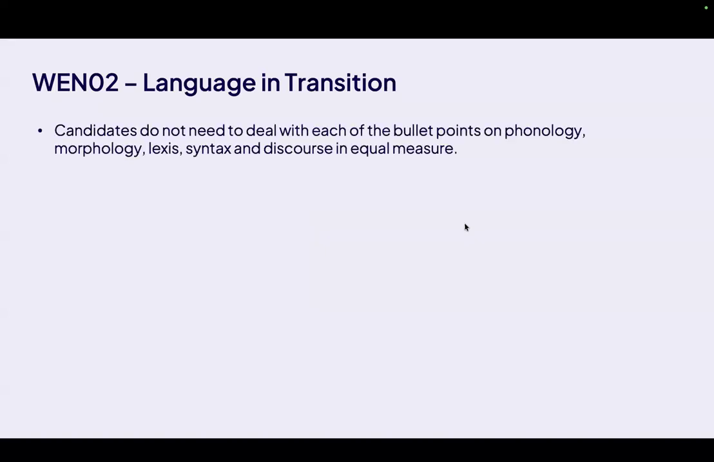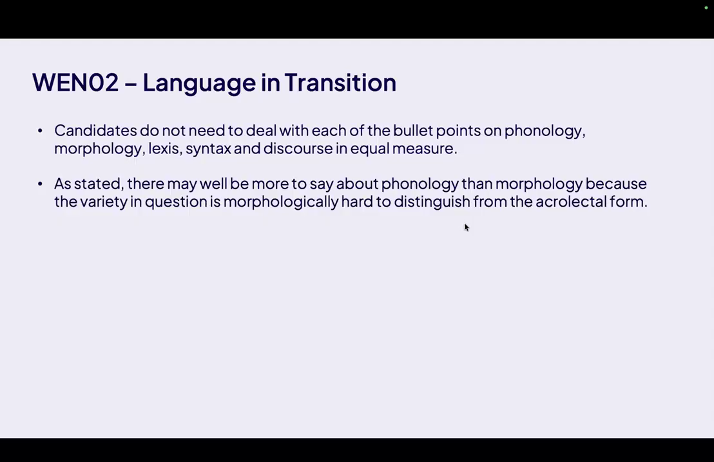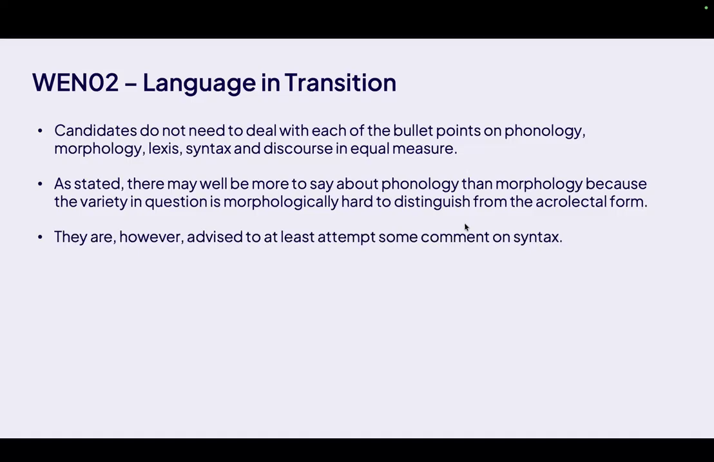Moving on. Candidates don't need to deal with each of the bullet points on phonology, morphology, lexis, syntax, and discourse in equal measure. They need to mention all of them, even if there's nothing to mention, but they don't have to mention them in equal measure. They don't have to have a paragraph on each or anything like that. There may be more to say about phonology than morphology, and so on. They need to address each of the bullet points, but not in equal measure. That's worth noting. It's important.